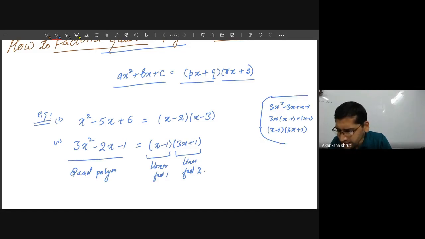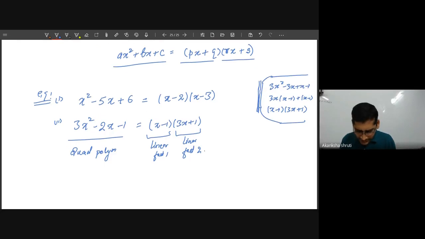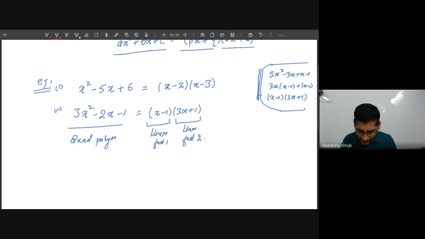So how is this done? The rough work is done on this side. This rough work, how I have done it to write this as the product, this you have to learn. A student, we can verify that if we multiply these two linear brackets, we get this quadratic. So that you already know.